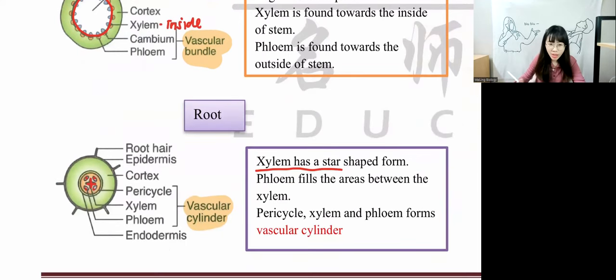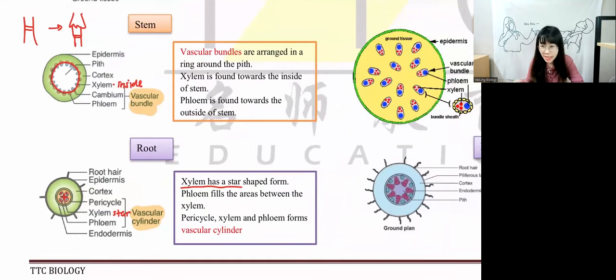Okay, at root, xylem is a star shape. So top, inside, star shape. This is the location for xylem. Why do I want you to know the location? Because sometimes they want you to identify the diagram, to label the diagram. Then you have to know where is the xylem, where is the phloem.